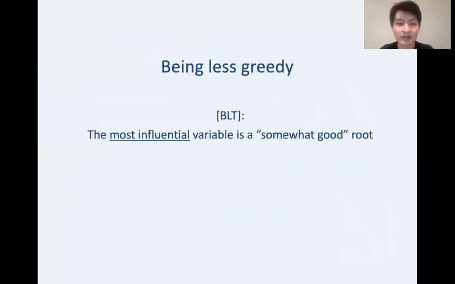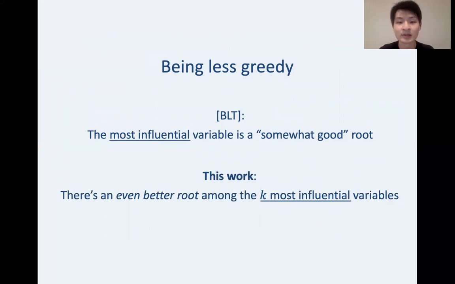As we have seen, this BLT algorithm is a greedy algorithm. The crux of their analysis is that choosing the most influential variable as a root is a somewhat good choice. The main idea of this work is that we should be less greedy. So instead of looking at the most influential variable, we look at the k most influential variables. And we want to argue that among these k choices, there's an even better choice for the root.